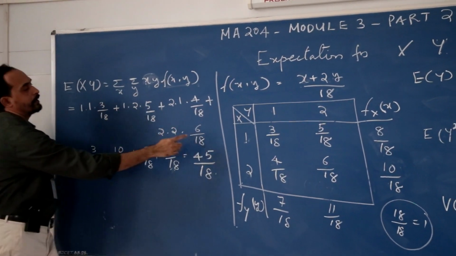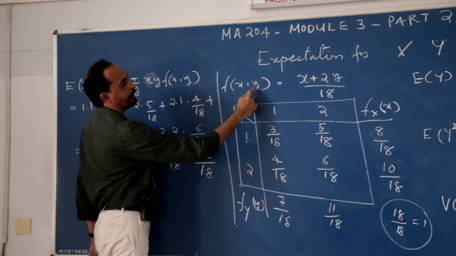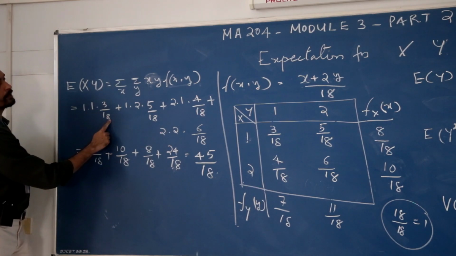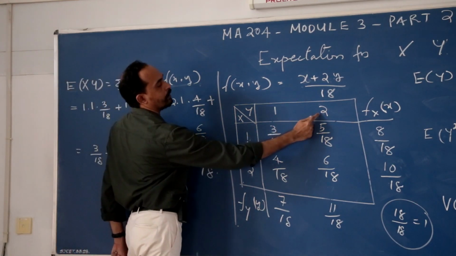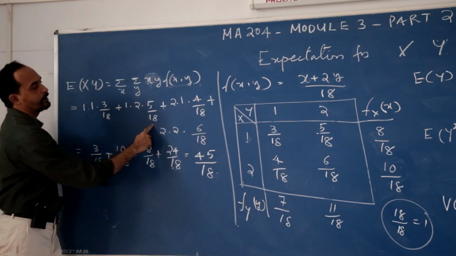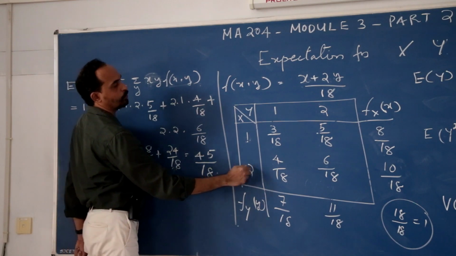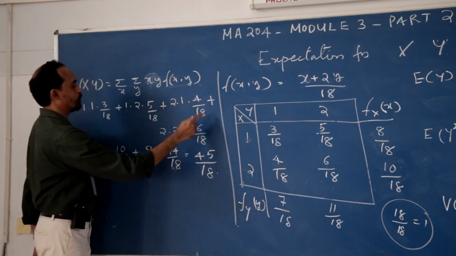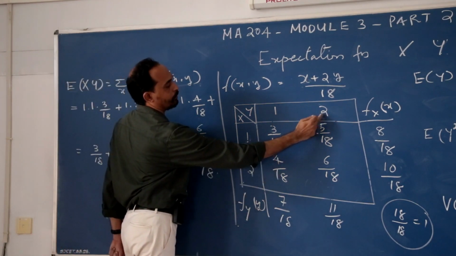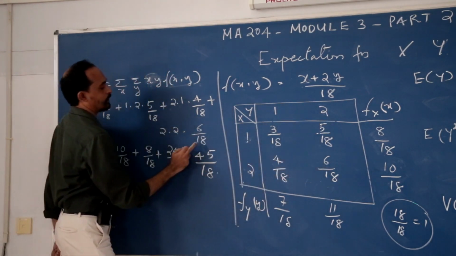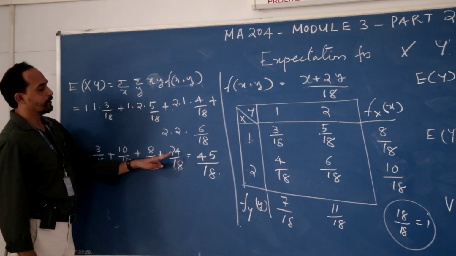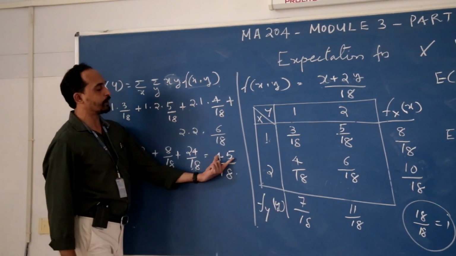So when x equal to 1, y equal to 1, the PDF value f of 1, 1 is 3 by 18. So 1 into 3 by 18. When x is equal to 1, y is equal to 2, the value is 5 by 18. So 1 into 2 into 5 by 18. Then we are taking x equal to 2, y equal to 1. The value is 4 by 18. So 2 into 1 into 4 by 18. Then x equal to 2, y equal to 2, 2 into 2 into 6 by 18. So total sum is 3 by 18, 10 by 18, 8 by 18, plus 24 by 18. Answer is 45 by 18.